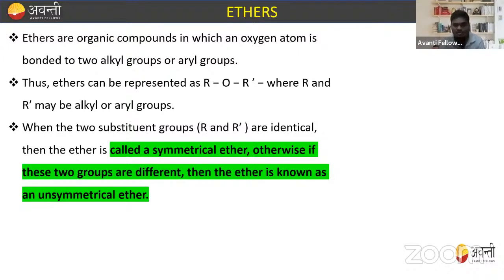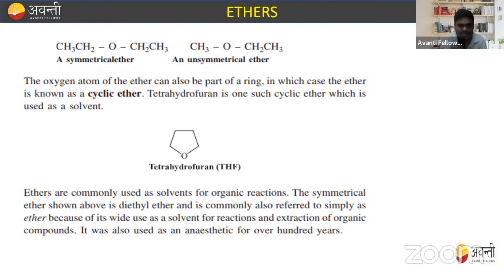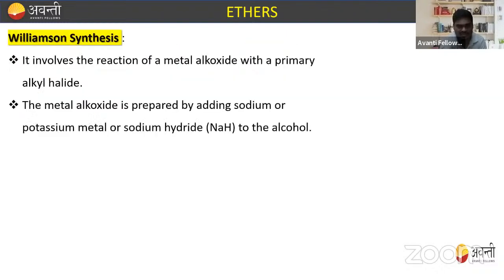Right. So what is ether? We already discussed this. Ether contains nothing but the R-O-R group, where R and R may be alkyl or aryl groups. We can prepare ether by the Williamson synthesis. This is one of the important methods in ether preparation.